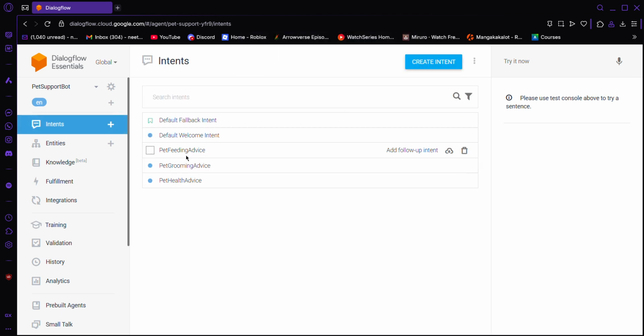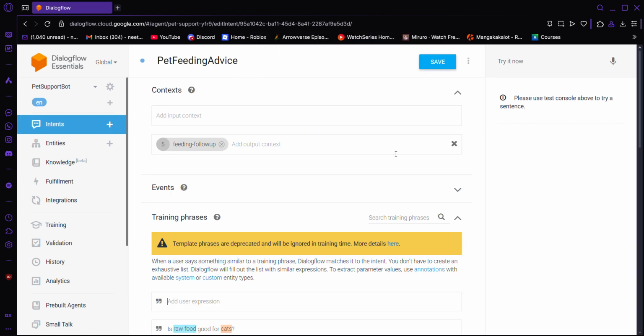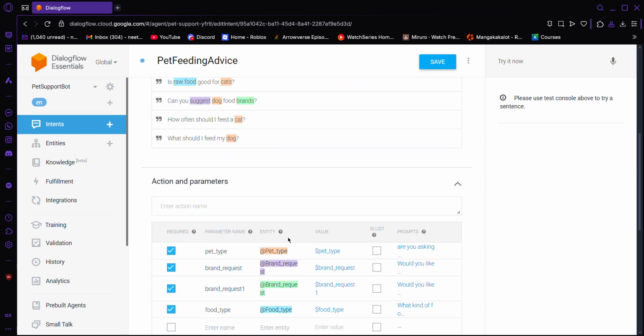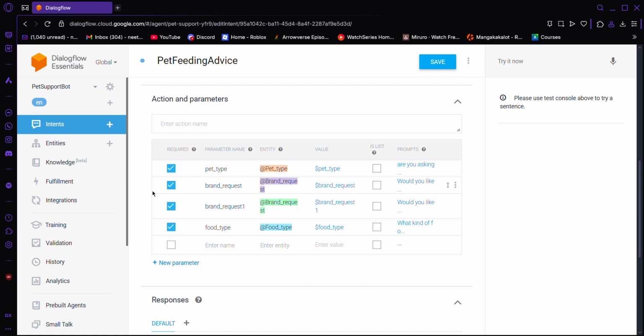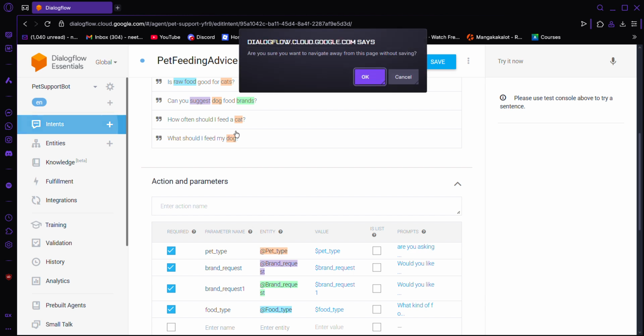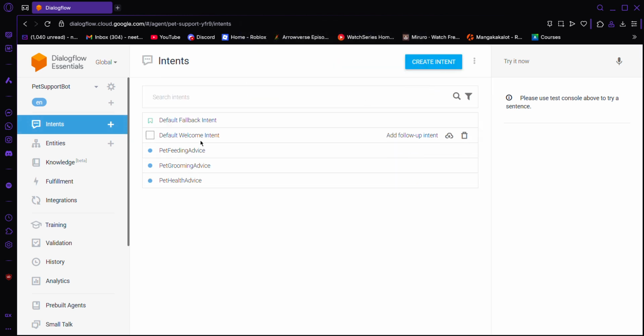And the final one I've added is the pet feeding advice, where the phrases are: is raw food good for cats? Can you suggest dog food brands? How often do you feed a cat? Or what do I feed my dog? Such as that. And here the major entities are pet type, the brand requests, and the food type, which are also given through prompts. Now we have the default welcome intent and default fallback intent.